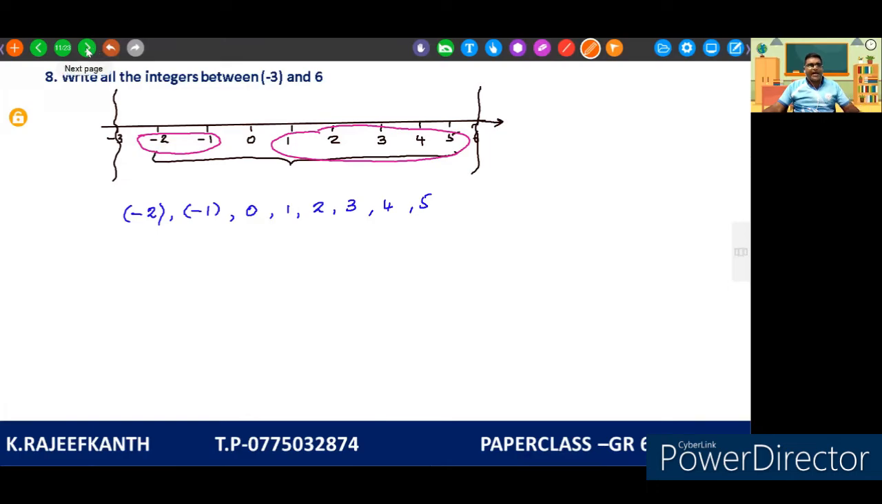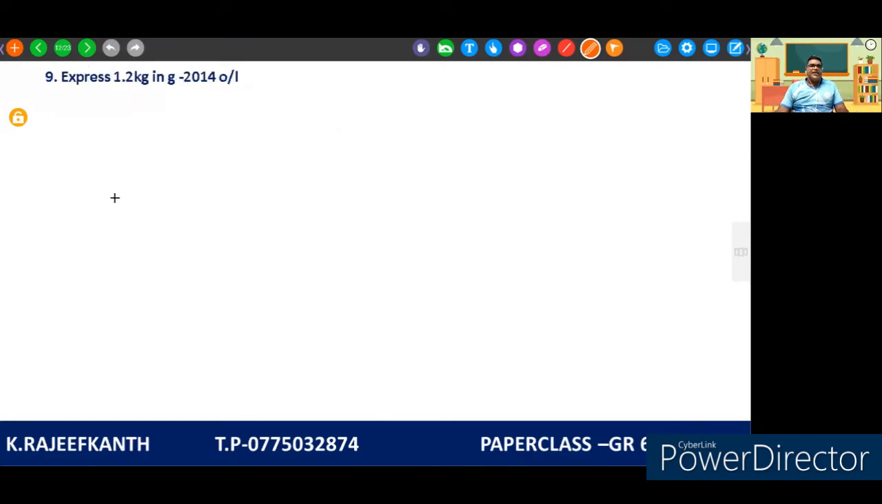Then question number 9. Express 1.2 kilogram in gram. This is also a 2014 O-level question. You already learned in grade 5, while doing the scholarship exam, that 1 kilogram is equal to 1000 gram. So now you have to express this 1.2 kilogram in gram.